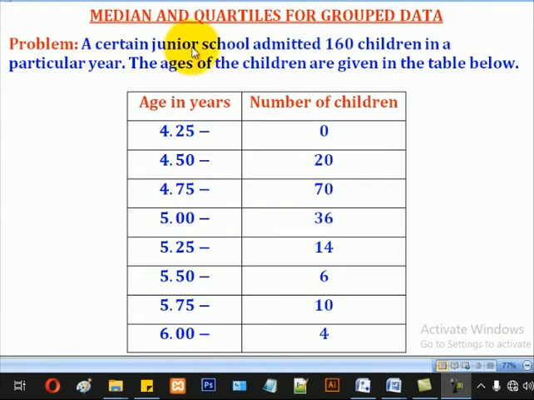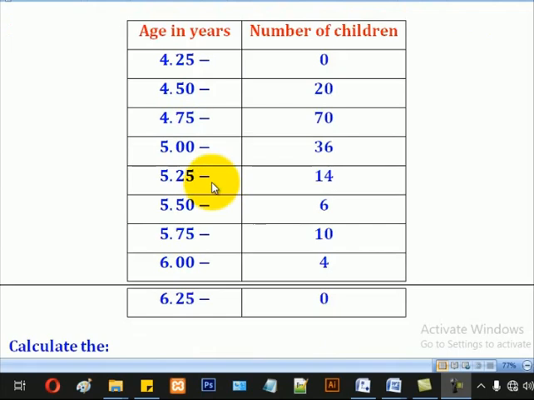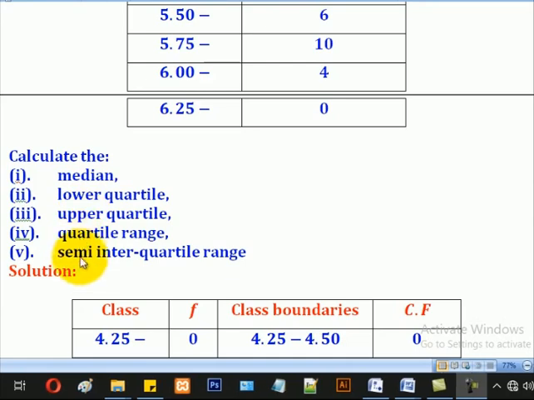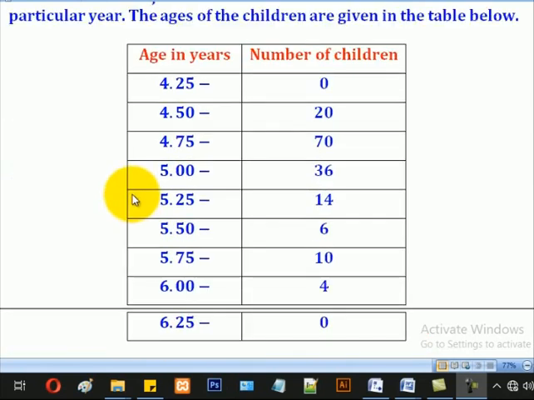A certain junior school admitted 160 children in a particular year. The ages of the children are given in the table below. So these are the ages and these are the number of children with the corresponding ages. And they want us to calculate: 1, the median; 2, lower quartile; 3, upper quartile; 4, quartile range; and lastly, semi-interquartile range. So this age in years denotes the class.